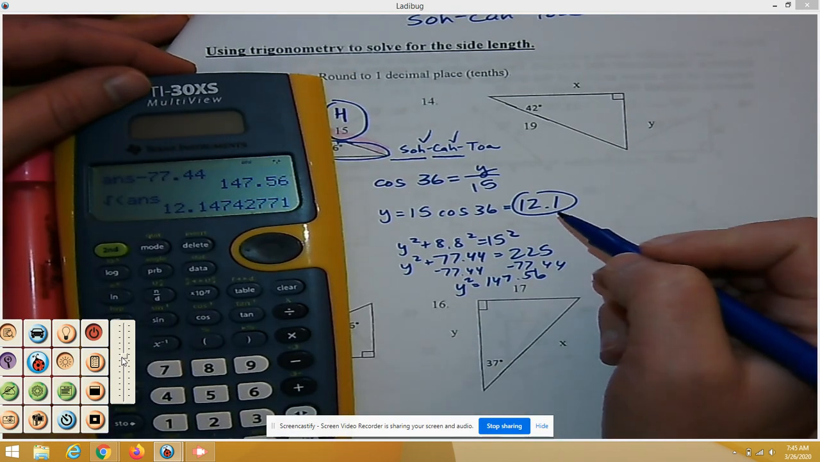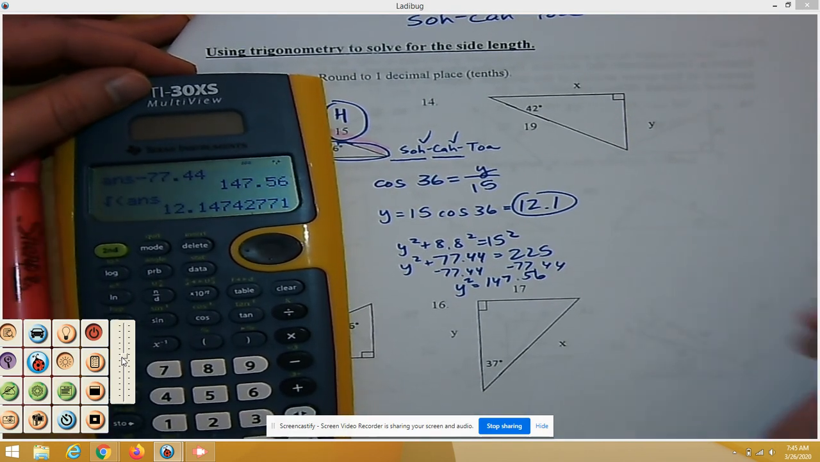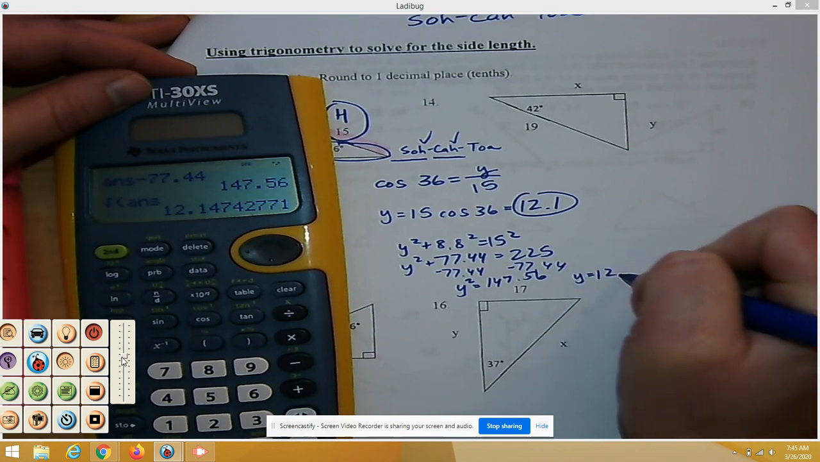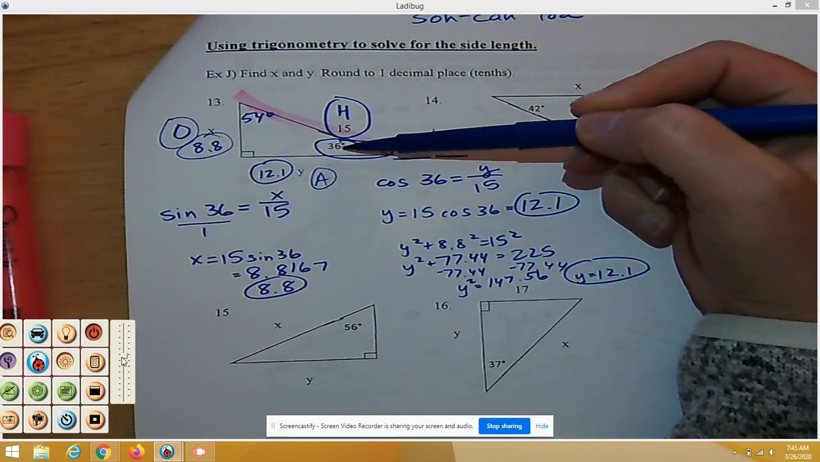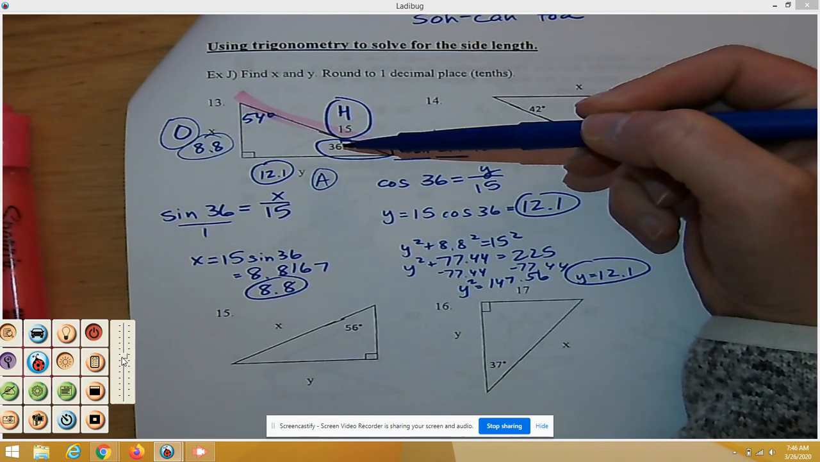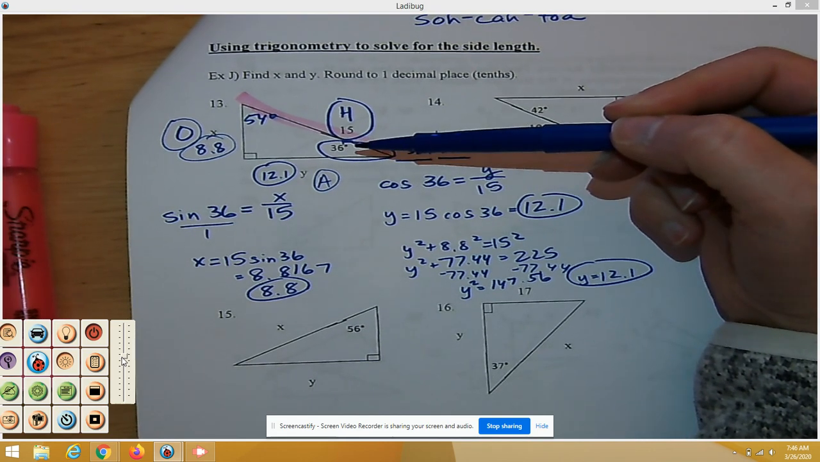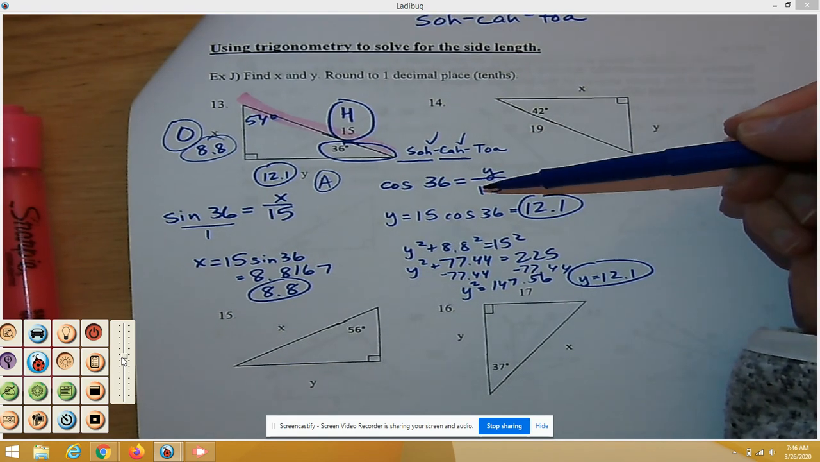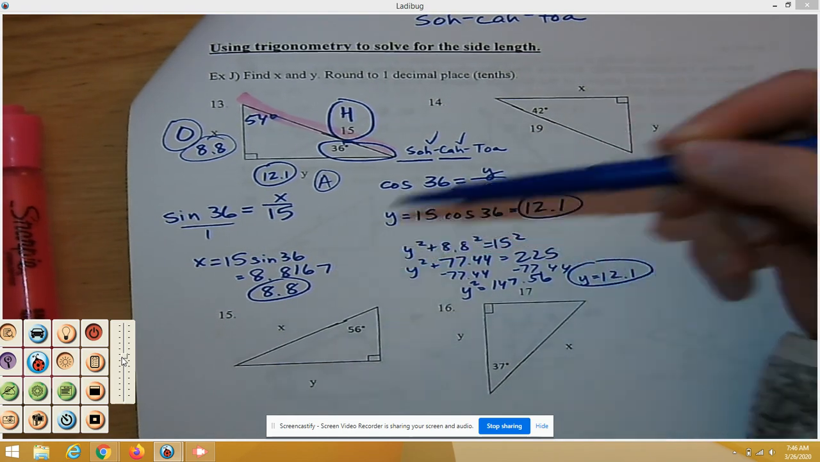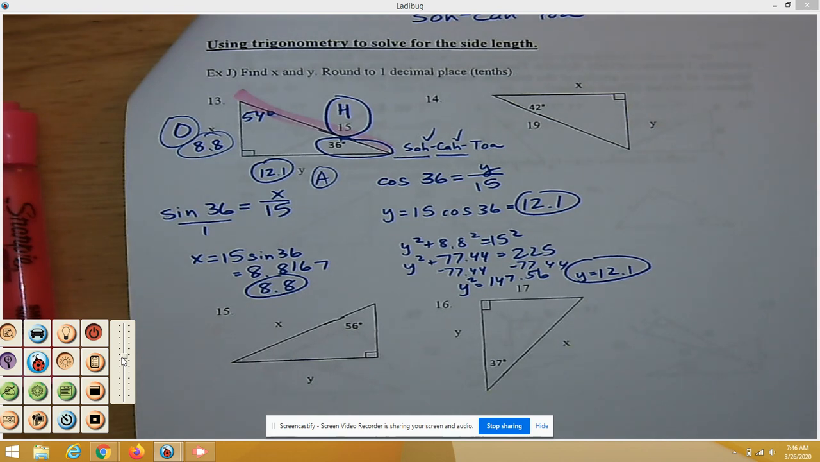Whoa, 12.1. Okay, so you can get it multiple ways. And that's saying there are two ways that I could have done this with the 36-degree angle first. Actually, there's four, because you could have done the sine and then the Pythagorean theorem. You could have done cosine and then the Pythagorean theorem. And that's assuming you did 36 degrees as your reference angle.